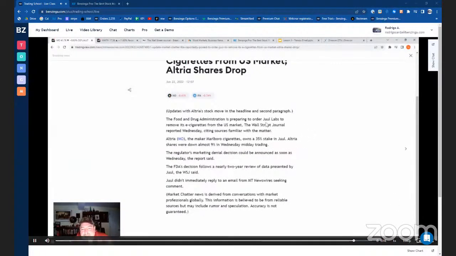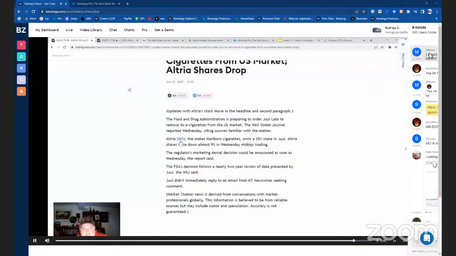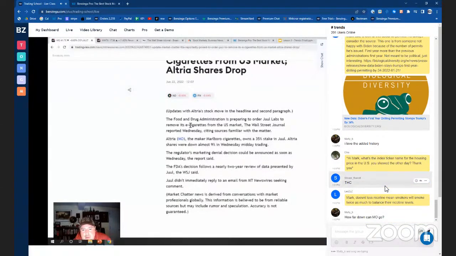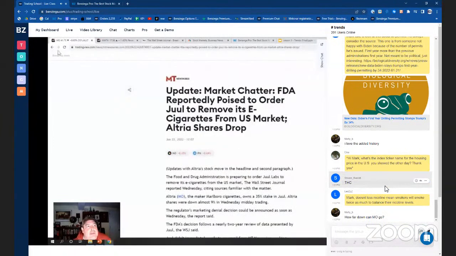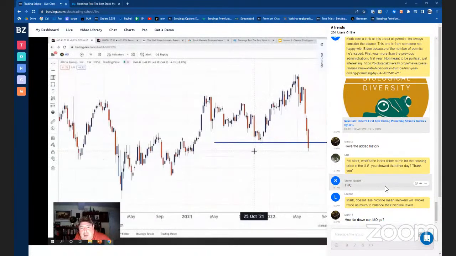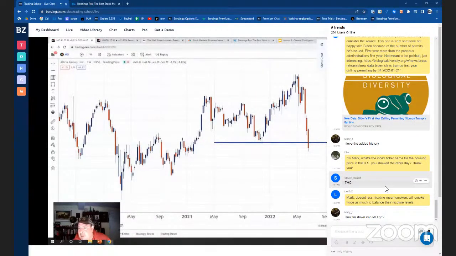It's preparing an order to order Juul Labs to remove its e-cigarettes from the market. I wonder why. Altria, the maker of Marlboro cigarettes. So am I to imply that Altria makes Juul too? Well, I guess when you have an addictive product and you make it less addictive, it's probably not good for your future course of sales here.